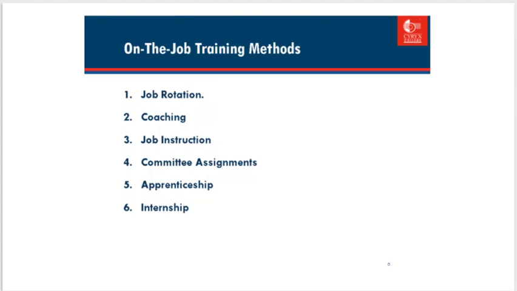Third, job instruction. This method is also known as training through step-by-step. Under this method, the trainer explains to the trainee the way of doing the job, the knowledge and skills, and allows him to do the job. The trainer appraises the performance of the trainee, provides feedback information and corrects the trainee.